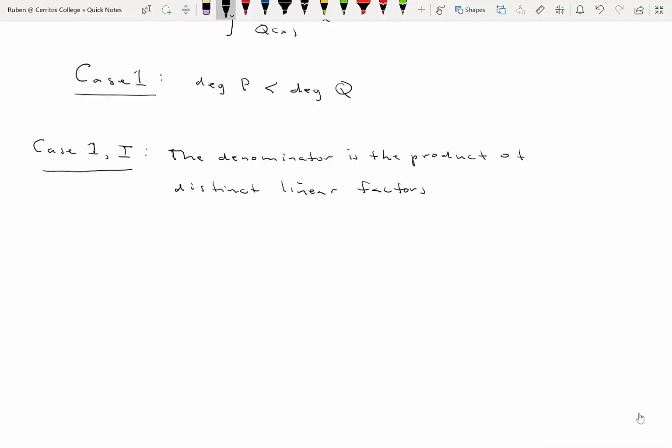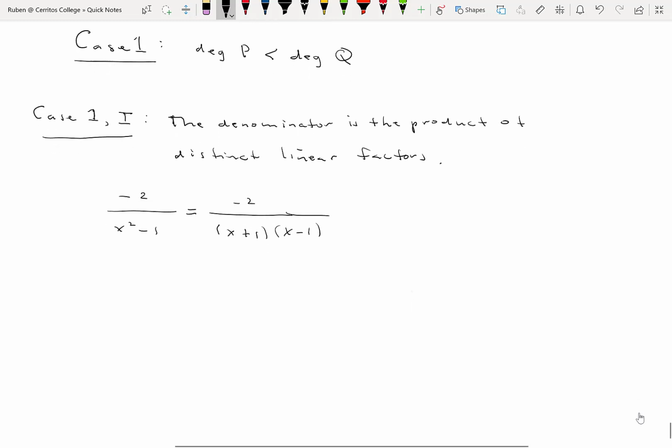So what does that mean? What does it mean to have the denominator the product of distinct linear factors? Well, look back at the original example, negative 2 over x squared minus 1. I can rewrite the denominator by factoring x squared minus 1 as the difference of squares into negative 2 over x plus 1 times x minus 1. So the denominator is the product of distinct linear factors.